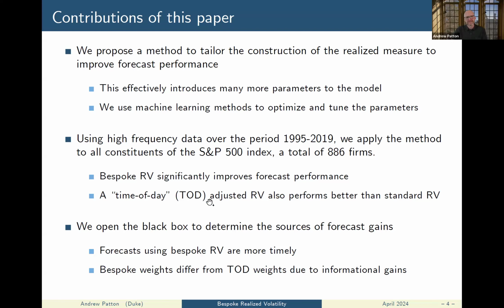Along the way, we have a cheeky little time of day adjusted realized variance, which you can get almost for free, and it works significantly better also than standard RV. And then we will drill in a little bit and figure out why this measure is working better. We isolate two channels for its improvement. One is that it's more timely. It's adapting to changes in market conditions more quickly than standard RV. And another is that it's taking advantage of information that's more available at different times of the day. And that'll become very clear by the end of the talk.